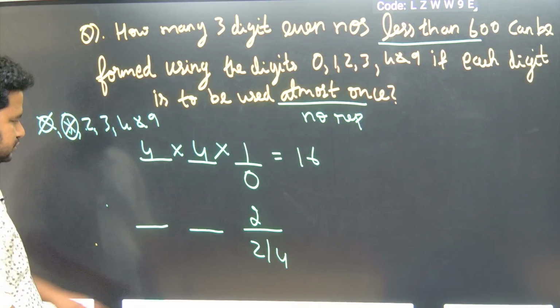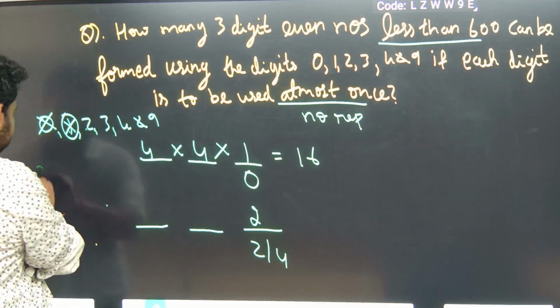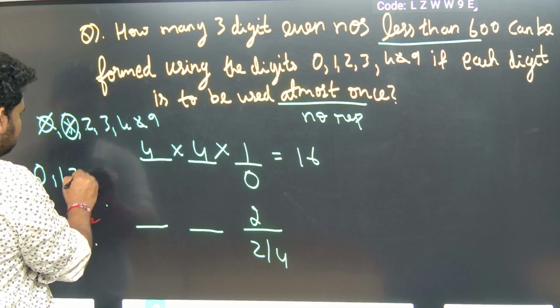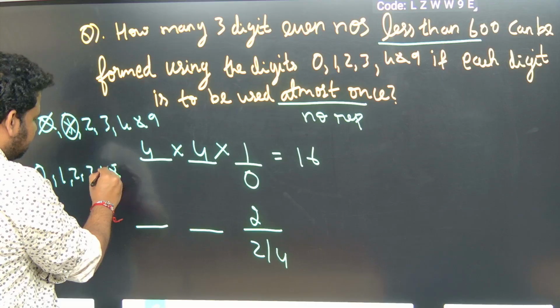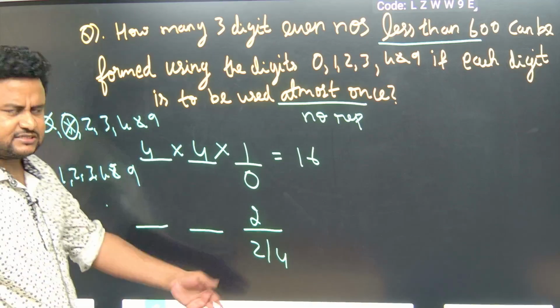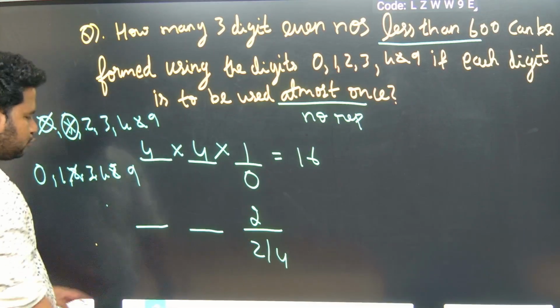Next thing. So I have used 2 or 4. Let us assume these are the numbers 0, 1, 2, 3, 4 and 9. Correct now? Let us assume I have used 2. But there are 2 possibilities, 2 or 4.